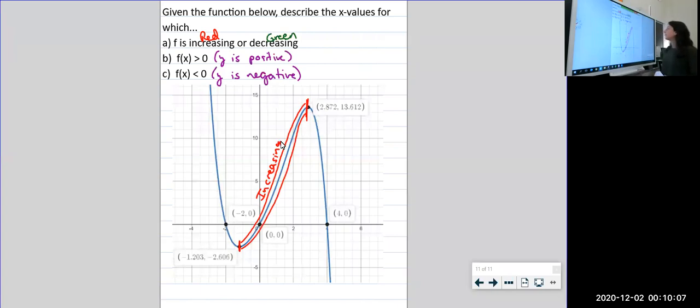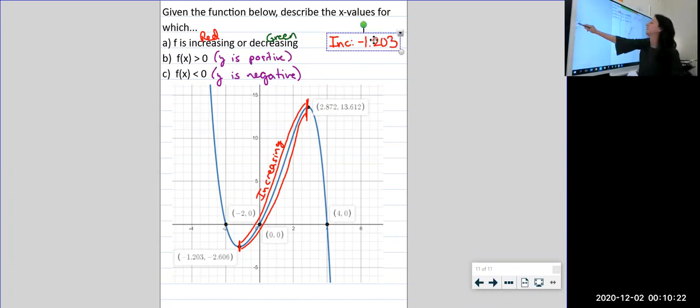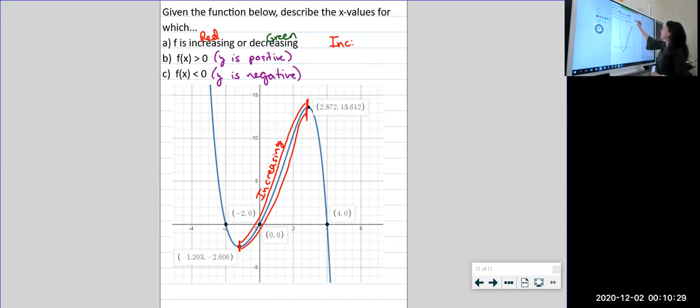And that section of increasing is from negative 1.203. Remember, we only use the x values here. So don't mistakenly use the y values. We don't want those. We only want the x's. So we are increasing between negative 1.203. There's my x. And then we stopped at 2.872. Isn't it nice how I put the dots up there for you already?